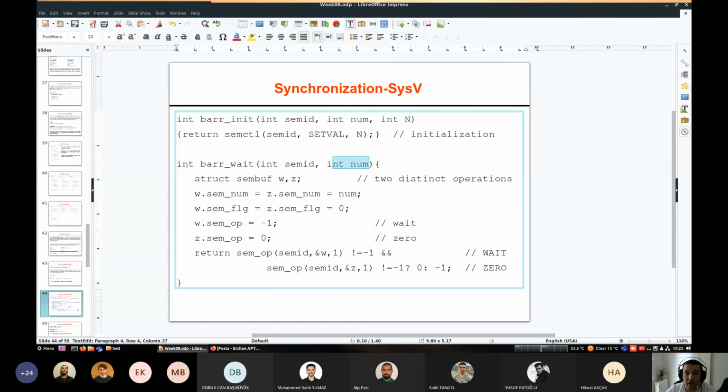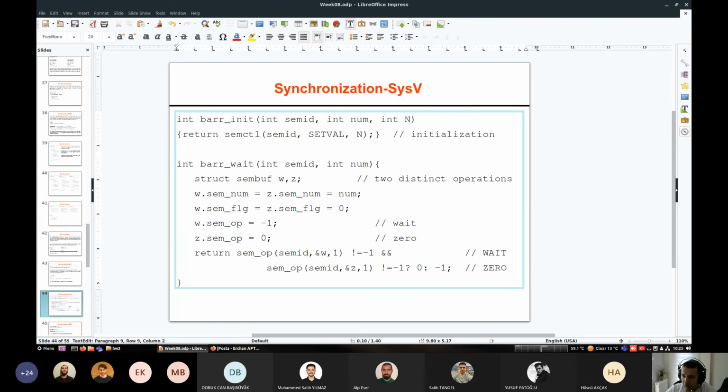Okay, so after you have initialized the semaphore to n, what do we do in this case? We have two operations here, one for the wait and one for the zero operation, w and z. For the wait operation, we will modify it by -1, just a single wait. And for the zero operation, we are setting 0, so that it will be a zero operation for the semop field of both of these operations, w and z. And then we call semop.